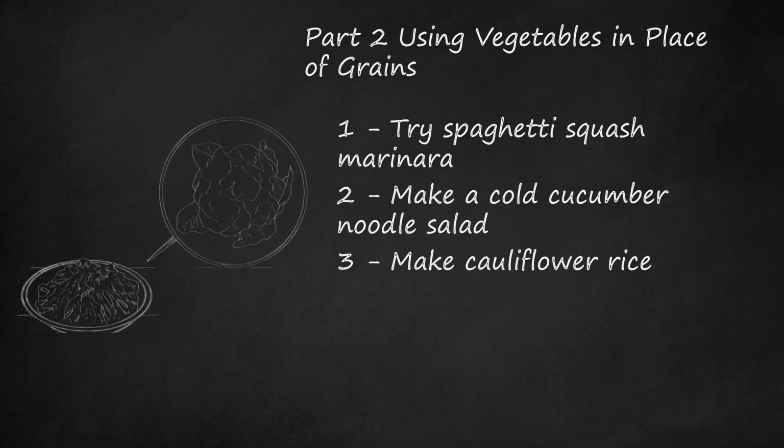Put half of the cauliflower in a food processor. Pulse until the cauliflower breaks down into couscous or rice-sized pieces. Set aside and process the remaining cauliflower.